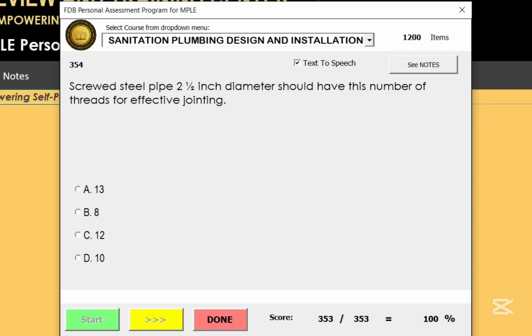Screwed steel pipe 2½ inch diameter should have this number of threads for effective jointing. A 13. B 8. C 12. D 10. Please pick your choice. Option B is your choice, and it's the correct answer. Well done.